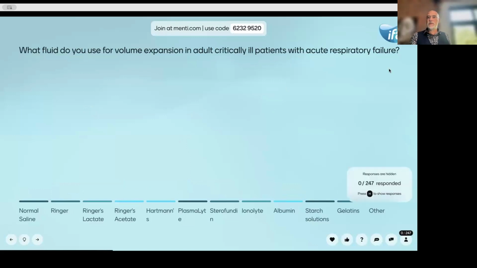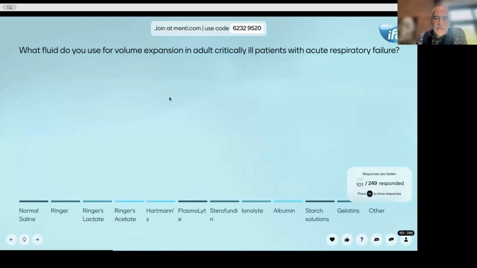I'm going to hide the results. So now the patient has acute respiratory failure. Remember Amr's questions with regard to liberal versus restrictive fluids. So now patients with acute respiratory failure. Vote now.